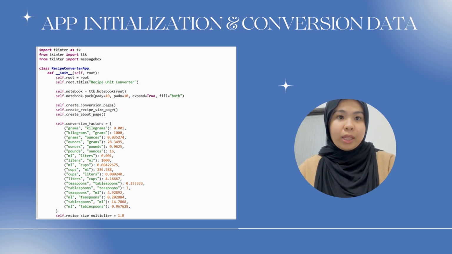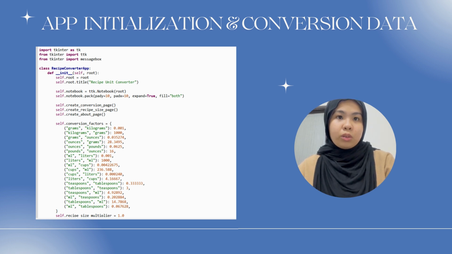My matrix number is F1059 and we are going to explain the presentation of the problem-based task 2. I'm going to explain my part first. So my part is about app initialization and conversion data.